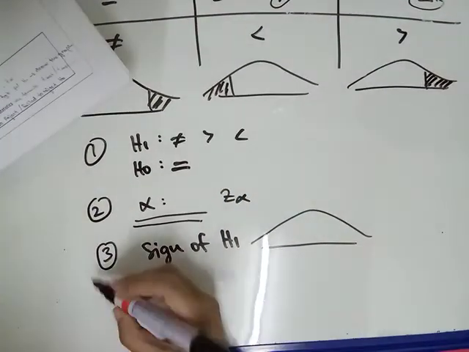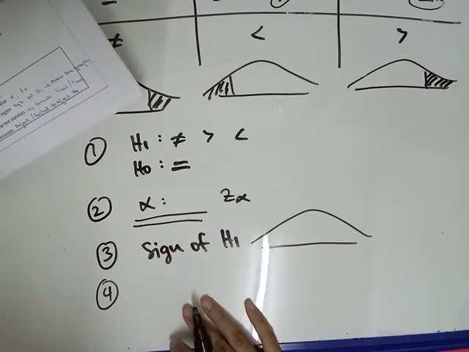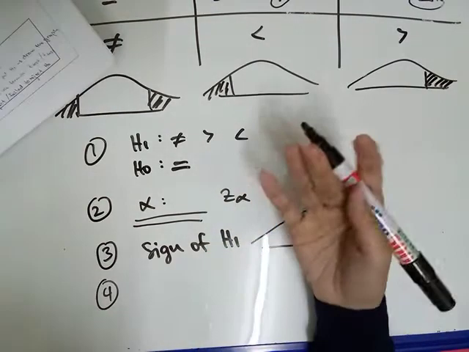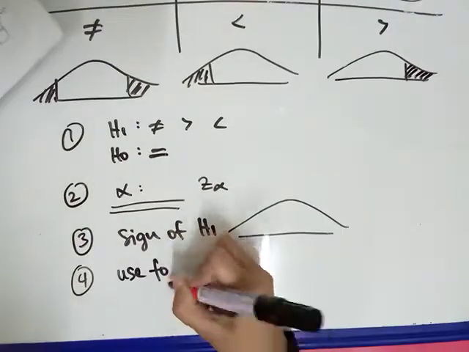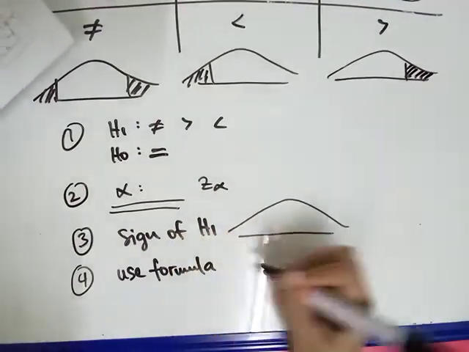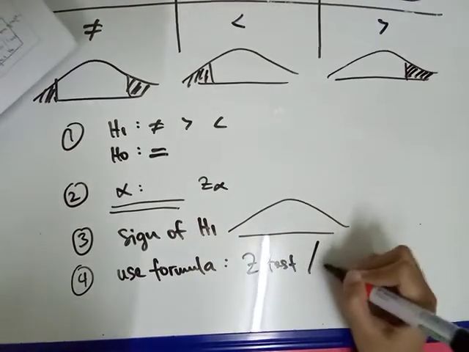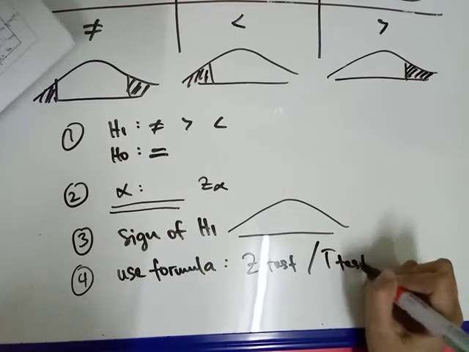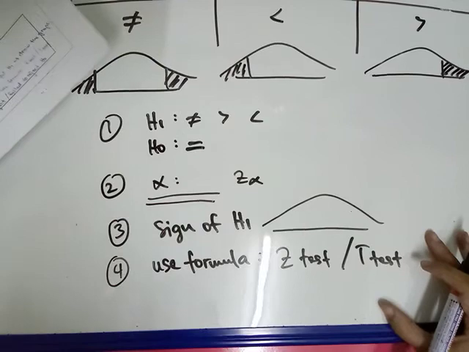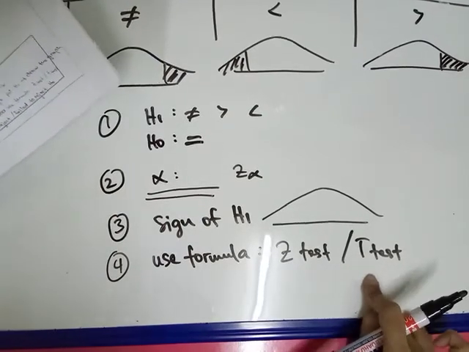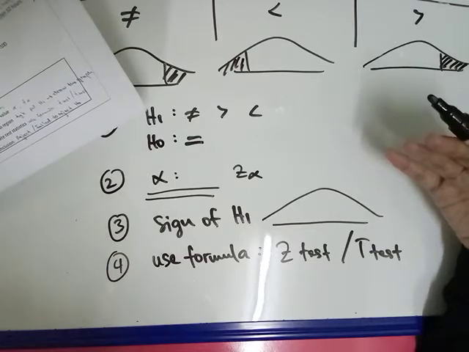And then step 4, determine and calculate the appropriate test statistic. That means you have to use a formula. Do you see it? Use a formula, whether you need to use the Z-test formula or the T-test formula, between these two tests. How do we make sure which one? Later I will explain.